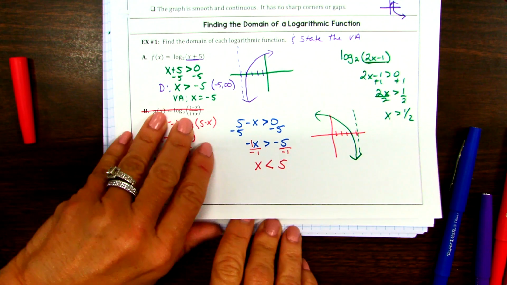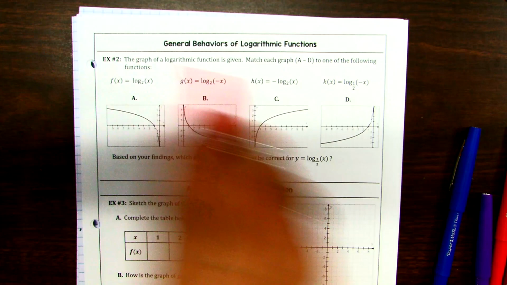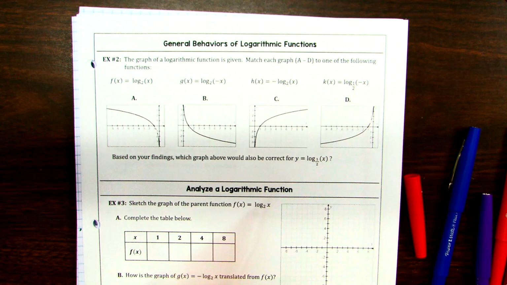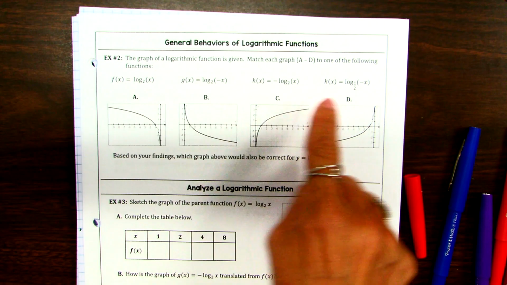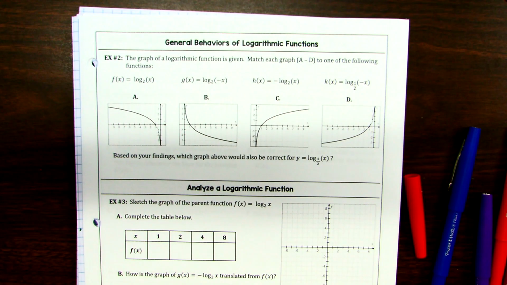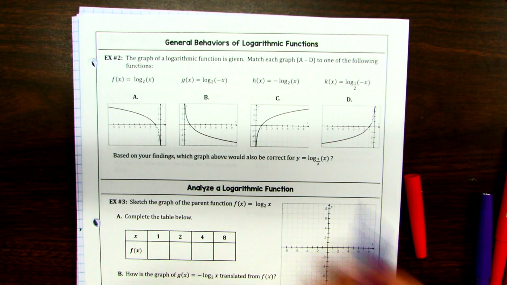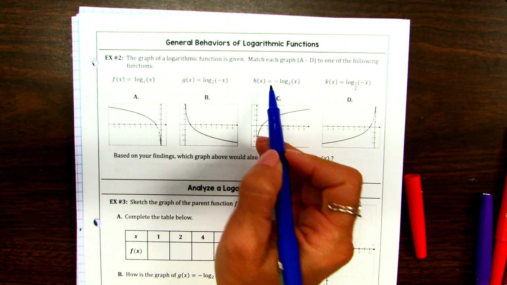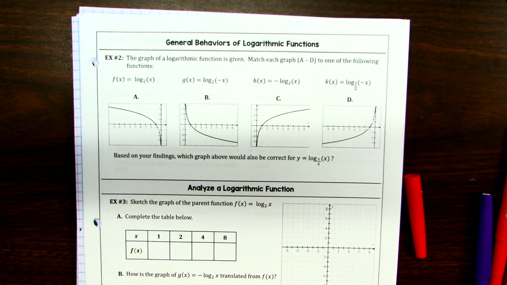Let's look at example 2. We have 4 logs graphed and 4 logs in equation form, and we're going to match them up. So 3 of them have a log base 2, one has a log base 1/2, and then the only other difference between them is where the negatives are. Remember, when the negative is inside the parentheses, that's a flip over the y-axis. When it's on the outside, it's a flip over the x-axis. And you can have both. You can flip over both axes. You don't have them here, but you could have double negatives.